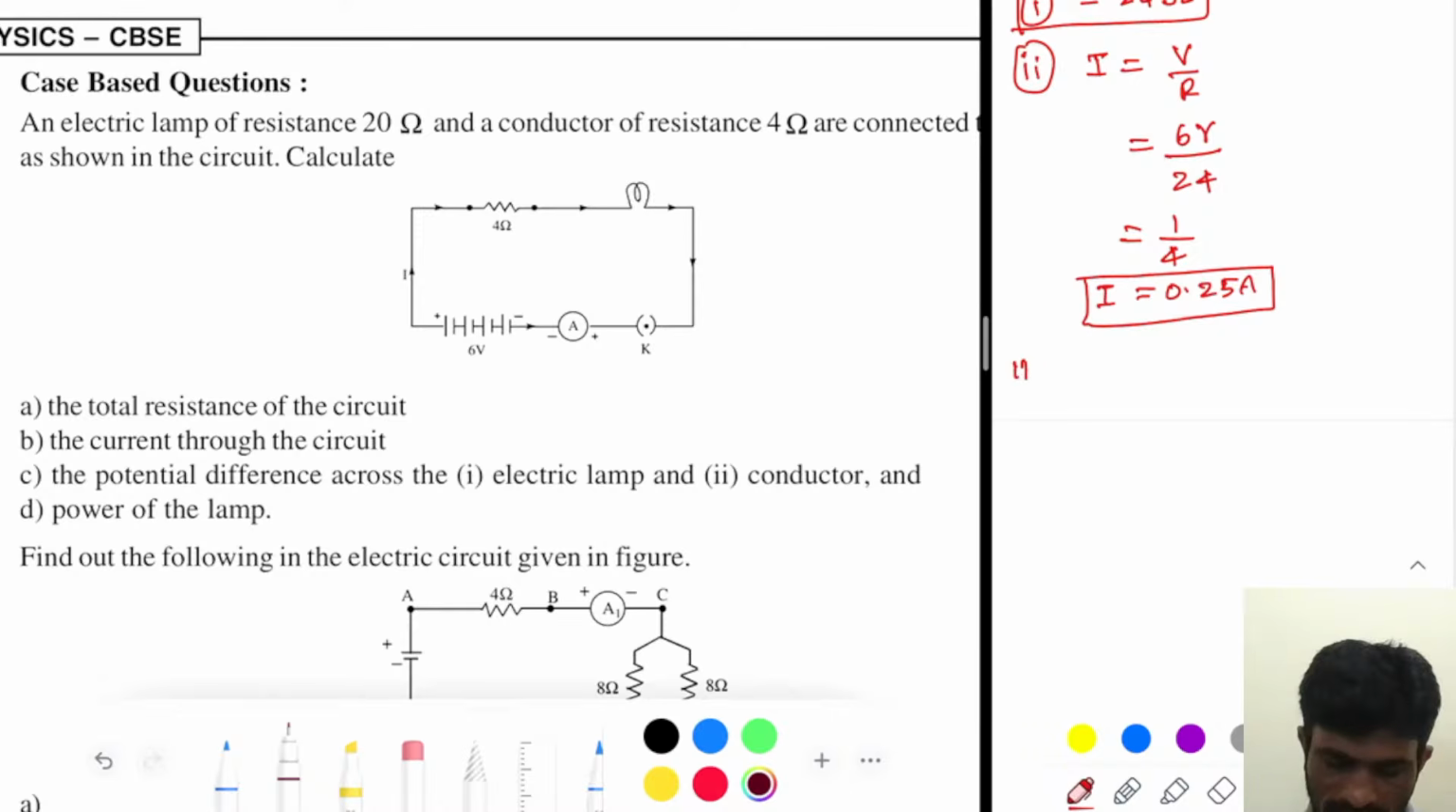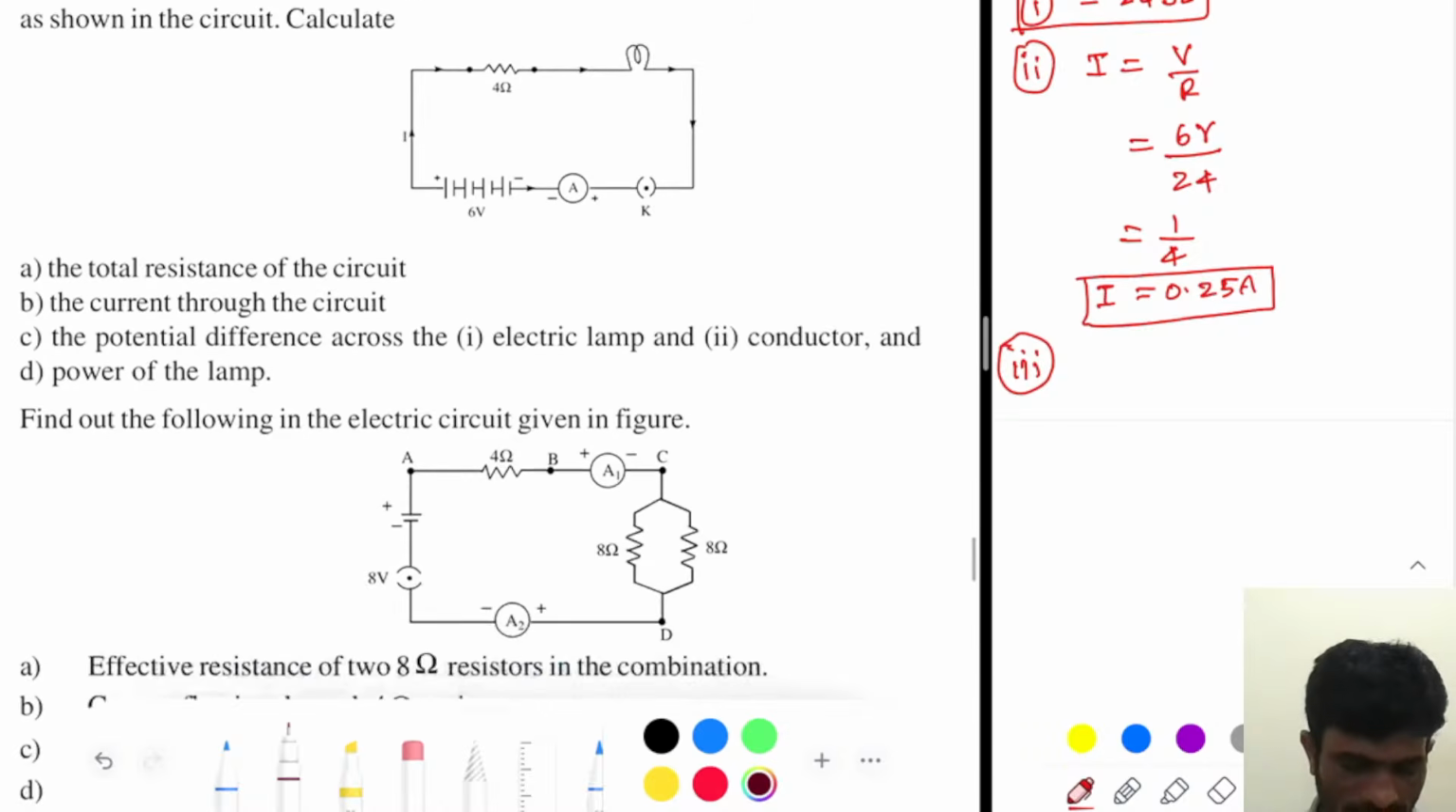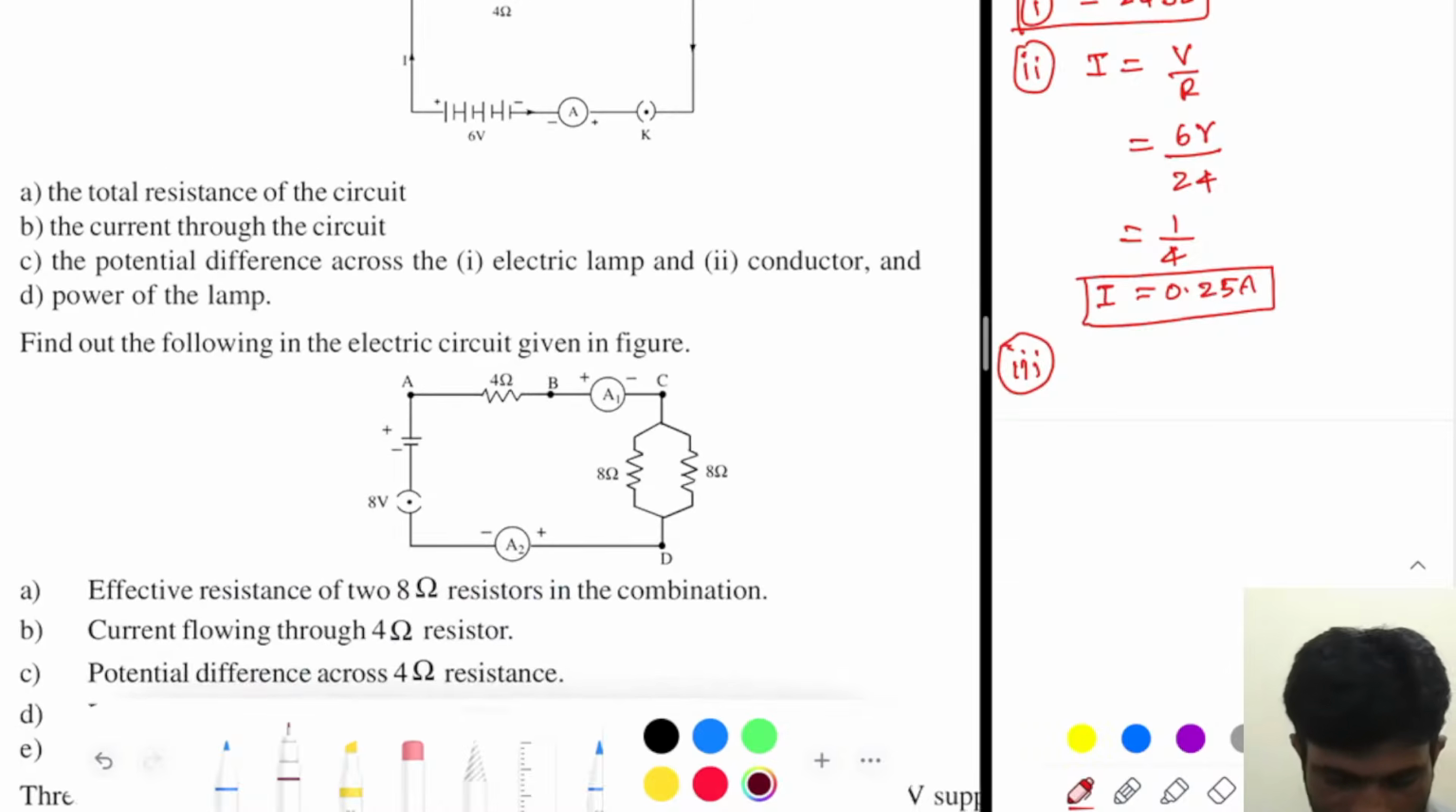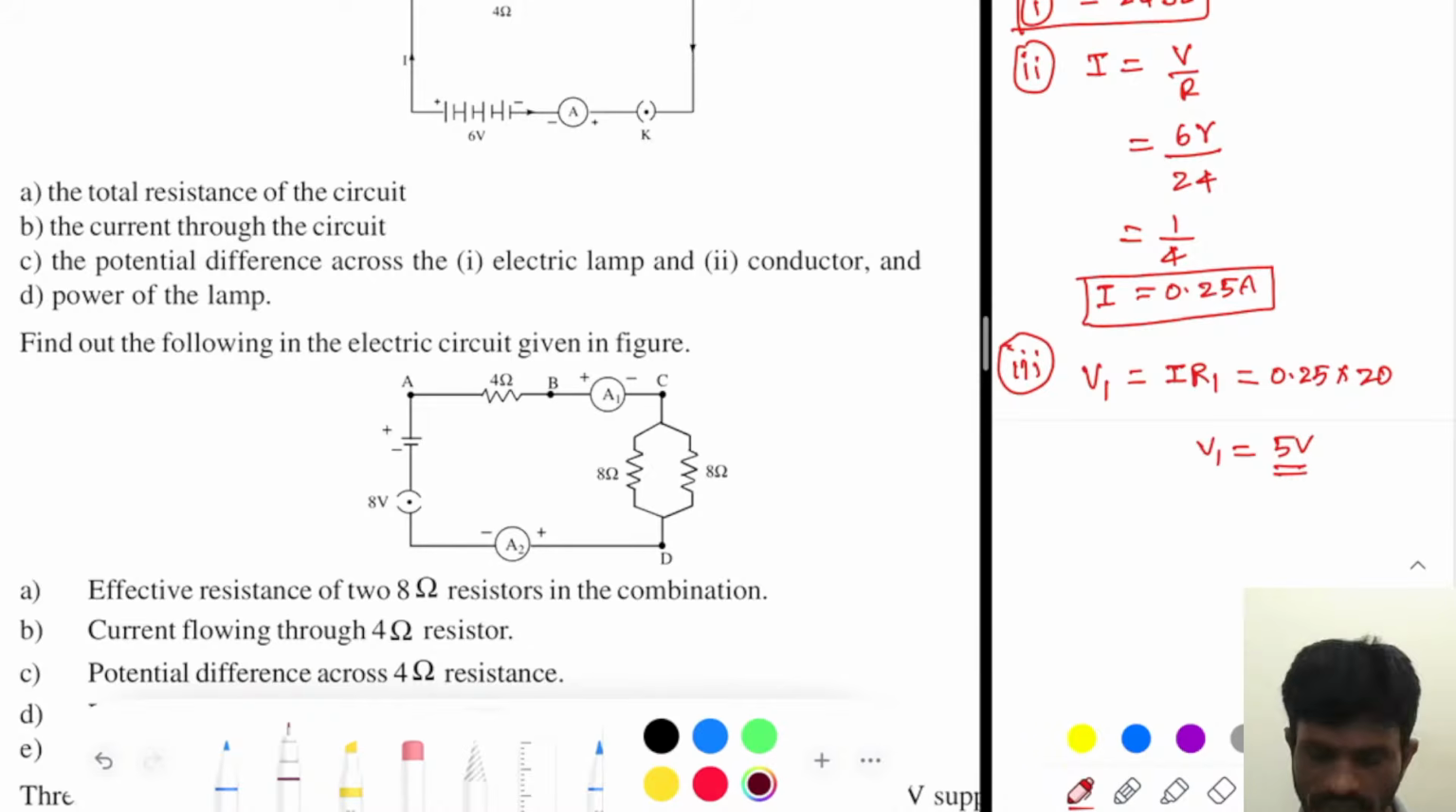Now third question, what they are asking to find. We have to find out potential difference across the electric lamp. So what is V1? V1 is I into R1. I is 0.25 into R1 is 20 ohms. So what it is? 5 volts. V1, potential difference across the bulb is 5 volts.